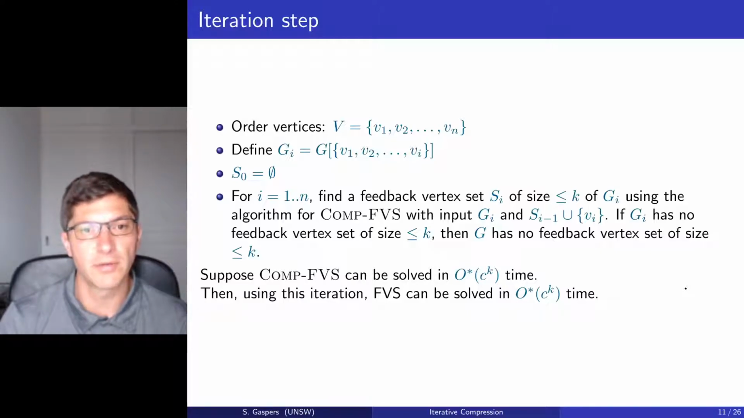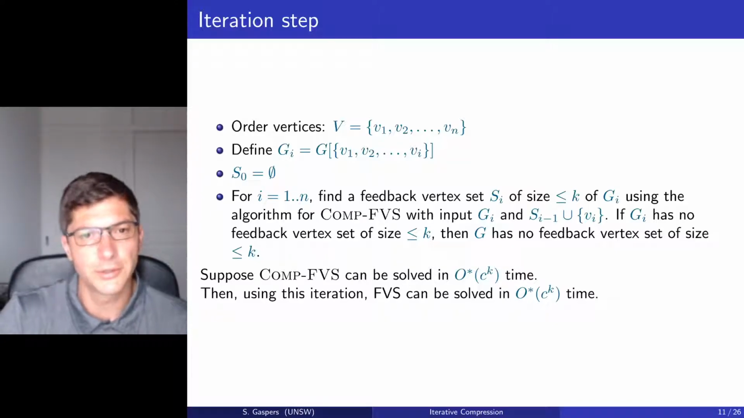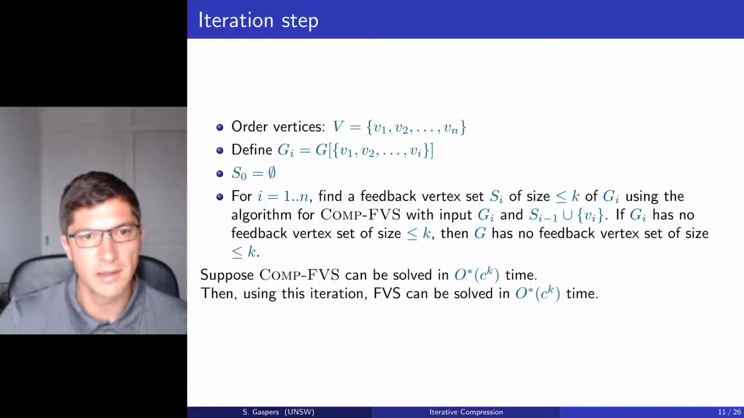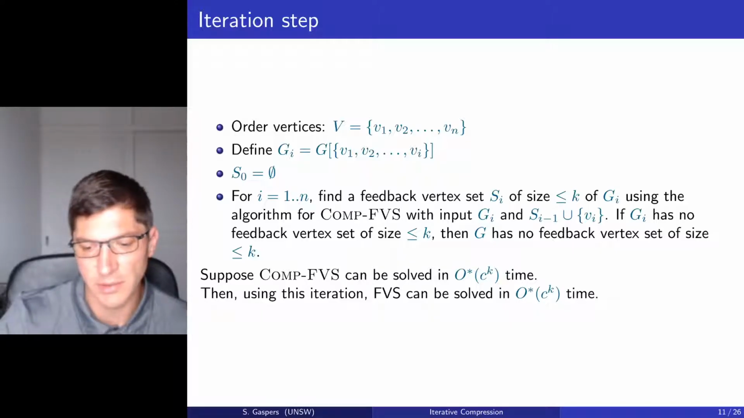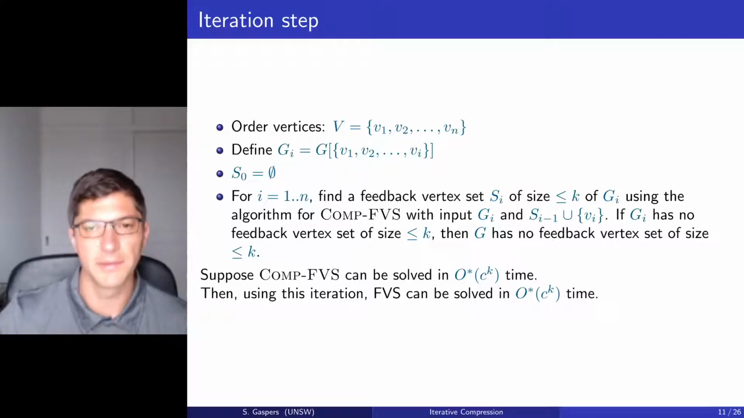So if Gi has no feedback vertex set of size at most k, then G of course has no feedback vertex set of size at most k either. And so suppose we have an algorithm for the compression version with running time O star of c to the power k. Then using this iteration, we can solve the feedback vertex set problem in time O star of c to the power k as well. Because we just repeat the same thing n times, and so the running time will be O star of c to the power k times n. So this will be our final running time then.